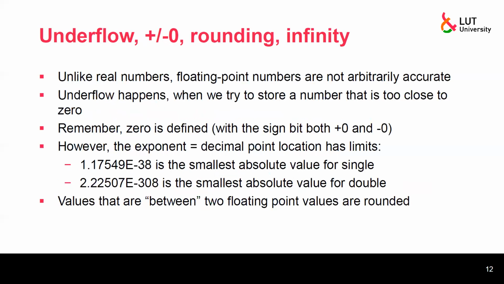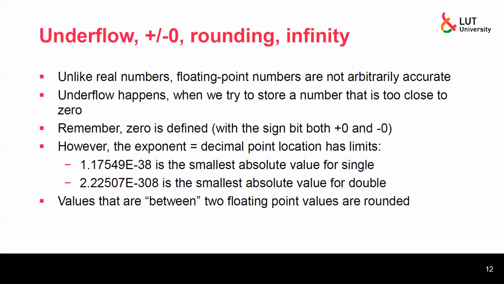Okay, then we have underflow. Unlike real numbers, they aren't arbitrarily accurate. So when we're trying to get too close to 0, we're getting underflow. That's a proper definition there. 0 is defined, so if we are all zeros, but then the sign bit is still applying. So if we're having really close to 0, we can still tell whether we are above or under the 0. So we do have +0 and -0 in floating point numbers.